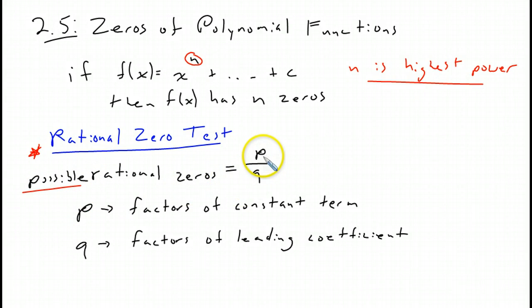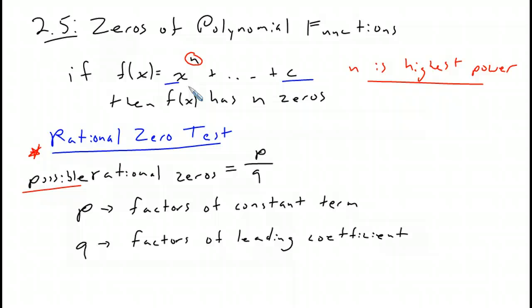With this rational zero test, this is just a way to find the possible rational zeros. If you're given p over q, p is the factors of the constant term. Your constant term is always the one without the variable with it, so up here it would be c. q is the factors of the leading coefficient. Factors is just like if it's 4, then it's 1 and 4, because 1 times 4 is 4, or 2 times 2 is 4. So our factors would be 1, 2, and 4.